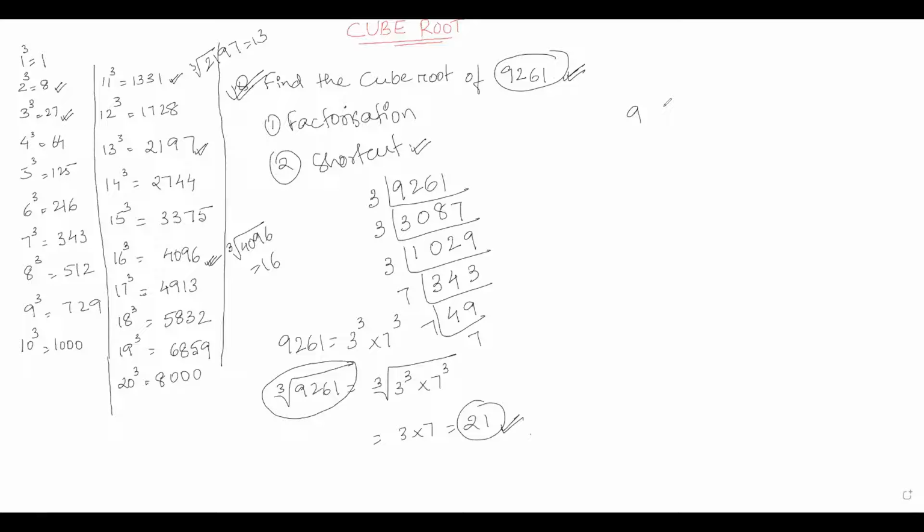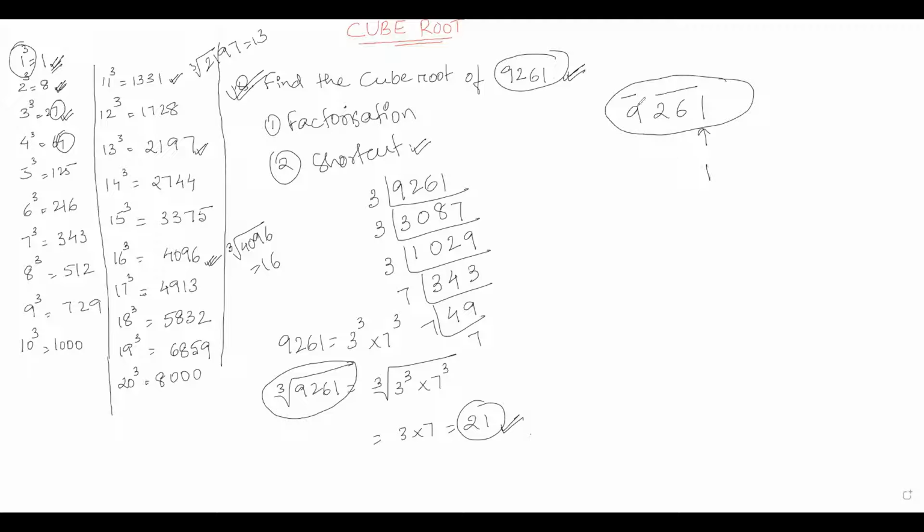For that, I need to take 3-digit groups from the right hand side. So this will be 261, and here it is 9. If you look closely, the unit digit of this number is 1. So I can say that the cube root of this number will contain the unit digit as 1. Why? Because 1 cube is 1, and that's the only perfect cube which gives us the unit digit as 1. And for the rest of the numbers, 2 cube is 8, 3 cube has the unit digit 7, 4 cube has the unit digit 4, and so on.